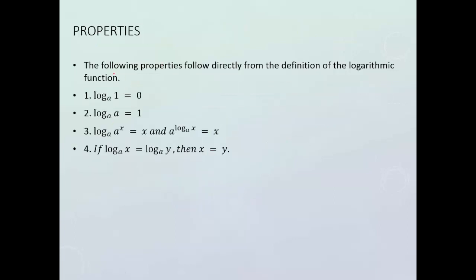So the properties of logs are as follows. Log base a of 1 equals 0. Log base a of a is the same thing as a to the first, and so that is 1. Log base a of a to the x is equal to x, and a raised to the log base a of x equals x. These cancel each other out in both directions. If log base a of x equals log base a of y, then x and y are equal to each other.